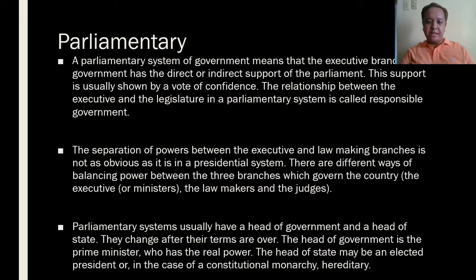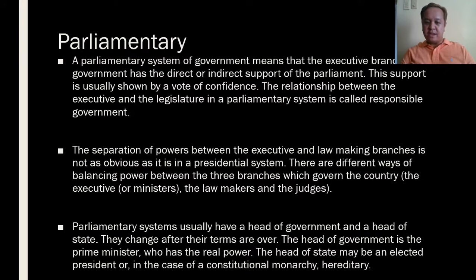Now, the separation of powers between the executive and the lawmaking branches is not as obvious as it is in a presidential system. There are different ways of balancing powers between the three branches which govern the country: the executive or the ministers, and the lawmakers and the judges.